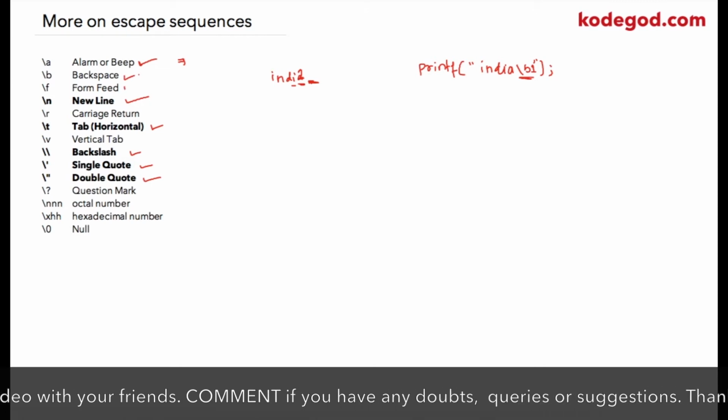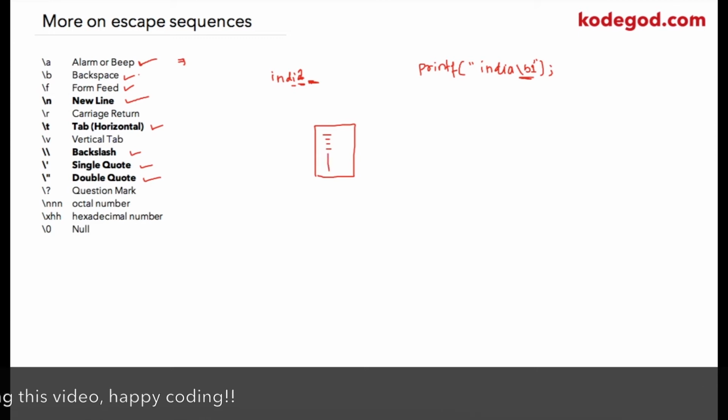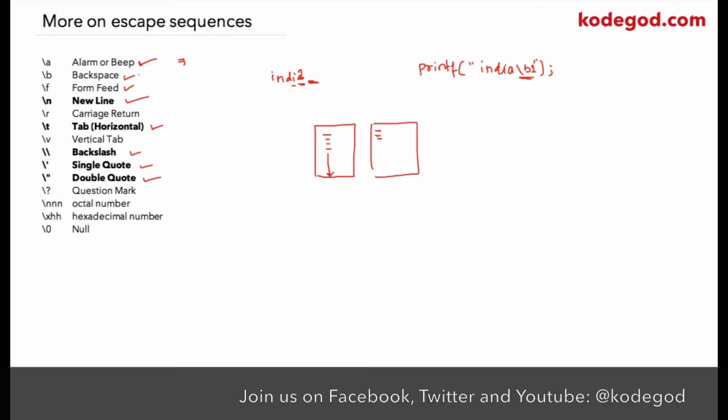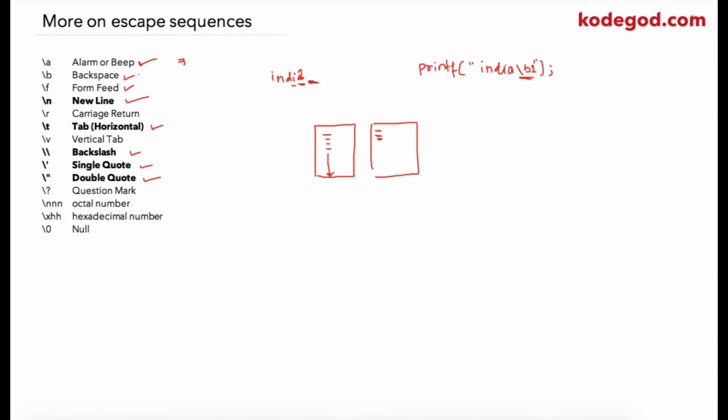Now next is form feed. Suppose you have printed a few lines over here, and after that you are required to skip this space and start printing from the first location of the next page. In that case you can specify \f. You won't find any significant changes on your console output screen, but when you are going to use a printer as the output device, in that case form feed is a very useful escape sequence. If you have used Microsoft Word, form feed is nothing but like a page break.